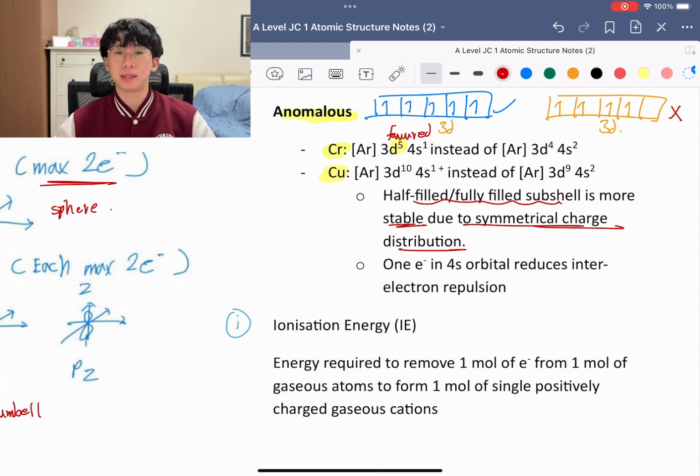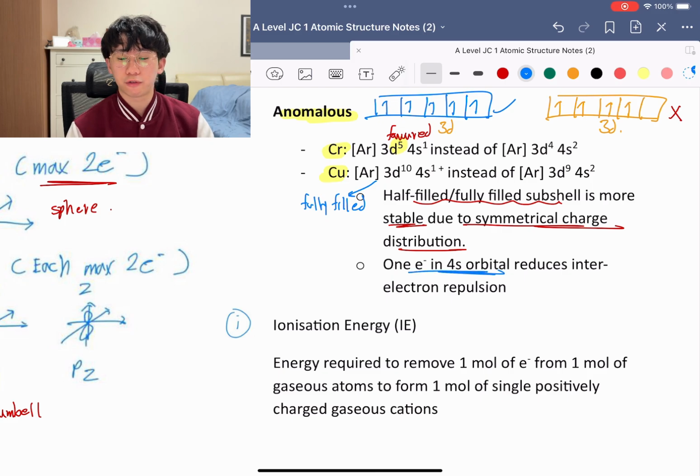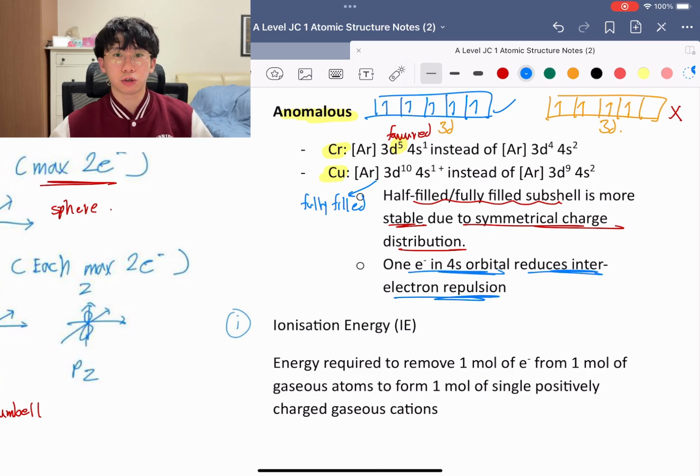And the same can be said for copper, except that we're talking about fully filled d orbitals. The main reason is that if you have only one electron in the 4s orbital, you will have reduced inter-electron repulsion.